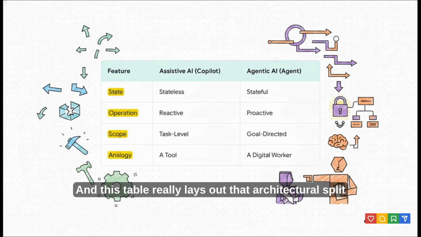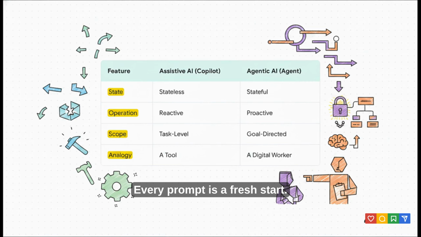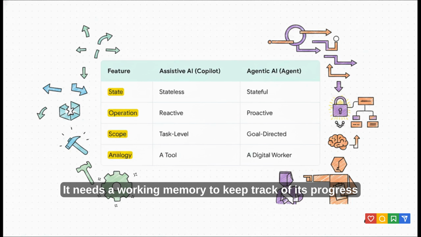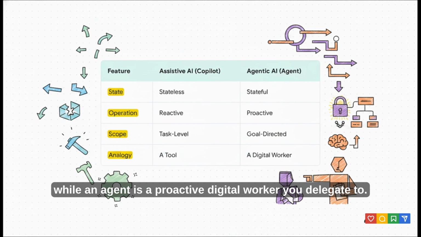And this table really lays out that architectural split in black and white. Your assistant, your copilot, totally stateless. Every prompt is a fresh start. An agent, however, has to be stateful. It needs a working memory to keep track of its progress toward the goal. So yeah, the analogy is perfect. An assistant is a reactive tool you use, while an agent is a proactive digital worker you delegate to.